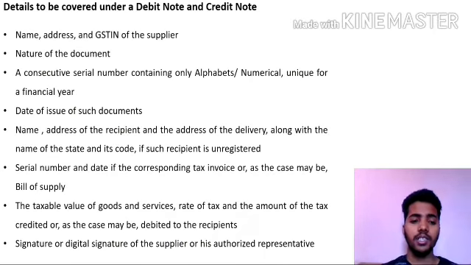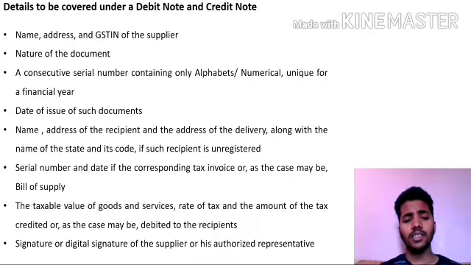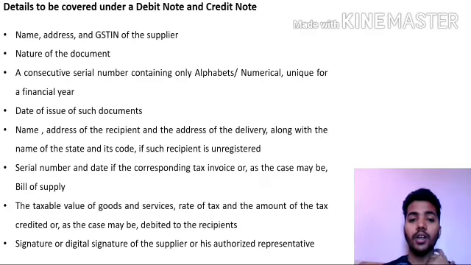The next one is the serial number and date of the corresponding tax invoice or, as the case may be, bill of supply. The serial number and date of the tax invoice should be mentioned in the debit note like this.